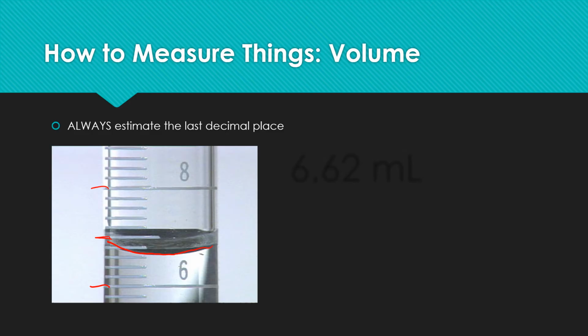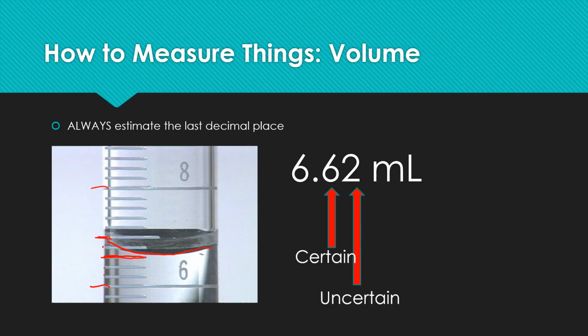So this will be 6.2, 6.4, 6.6, 6.8, and then 7.0. So if you look, this is 6.6, and you notice that the bottom of the meniscus is a little bit above it. So you got to give your best estimate, and we'll say 6.62. And you'll notice that the digits that you were absolutely sure of were the 6 and the 0.6, but the 2 is the one you had to give your best guess.